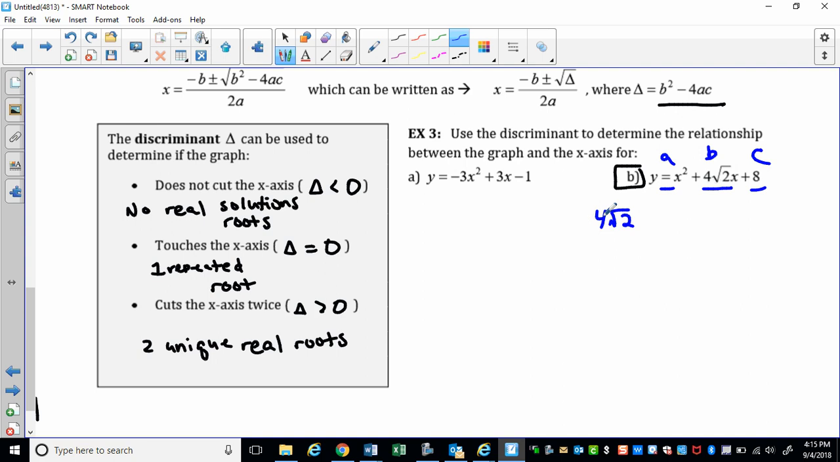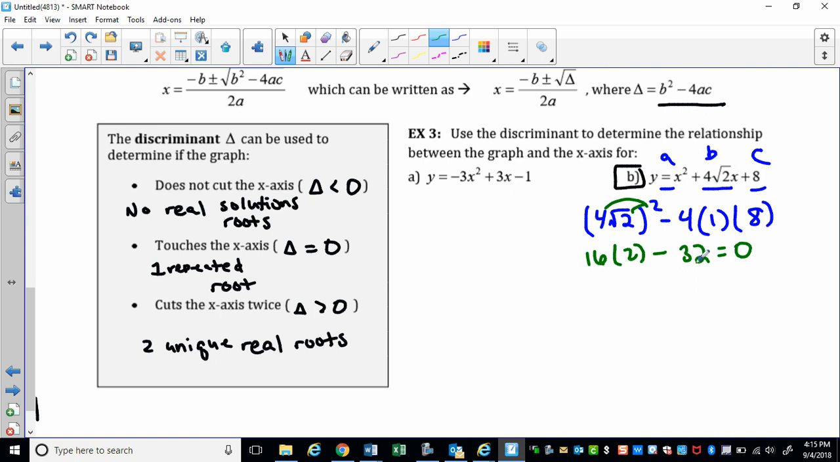So I'm going to say, well, what is 4 square root of 2? b squared minus 4ac, right? A is 1, and c is 8. 4 square root of 2 squared, we do have to distribute the squared, which is 4 squared, which is 16. And anytime we have the square root of something squared, it's just going to be the number inside the square root. The square root and the squared cancel each other out. So we have 16 times 2, and then minus 4 times 8, which I believe is 32. Okay. 16 times 2 is 32, minus 32, this equals 0.